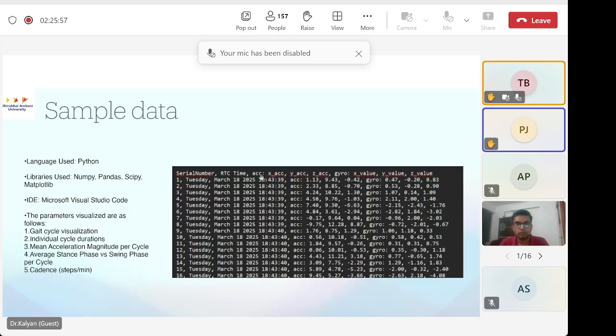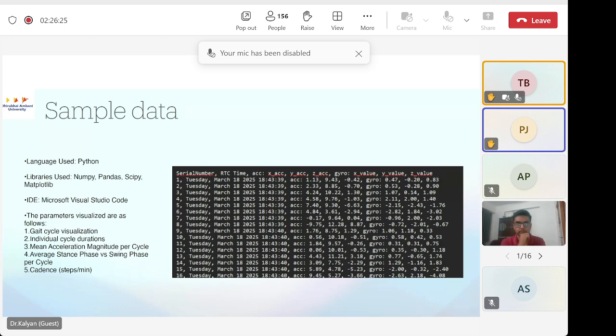Along with that, we are collecting the serial number of the datum along with the date and time, so that it is easier for us as well as the physiotherapist to provide a quantitative analysis of the gait data. So we are utilizing the Wi-Fi as well as Bluetooth capabilities of the ESP32. That microcontroller comes with a lot of other features, so we are trying to utilize the maximum capabilities of the microcontroller.